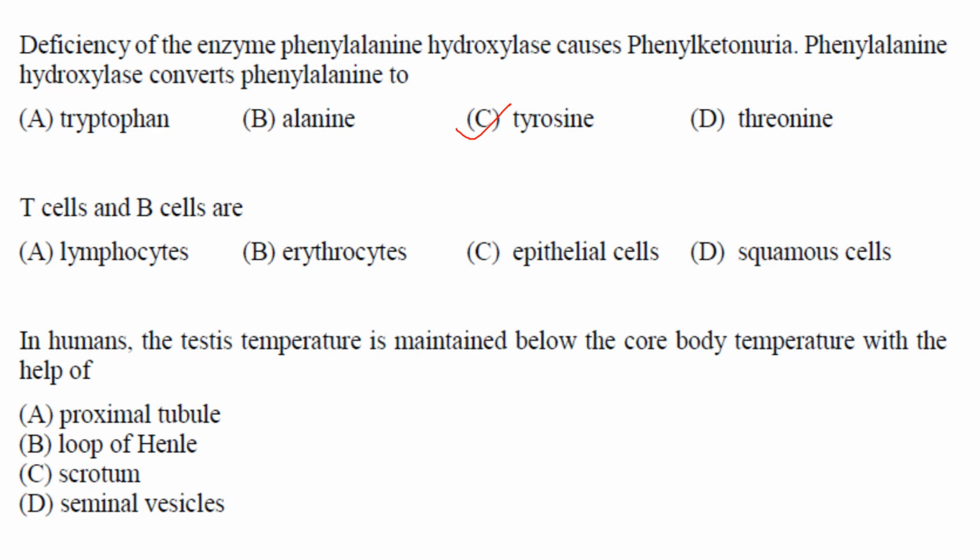T and B cells are called lymphocytes. Answer is T lymphocyte, B lymphocyte. Answer is option A. In humans, the testis temperature is maintained below the core body temperature with the help of the scrotum. Answer is option C.